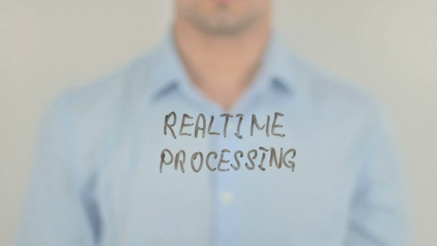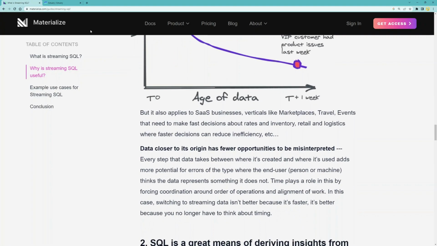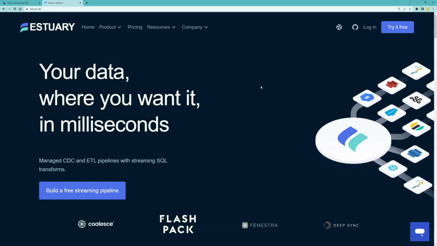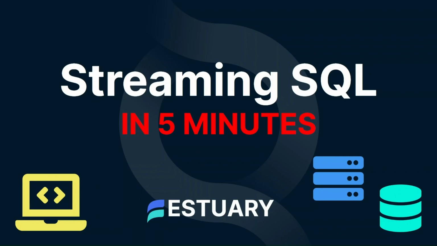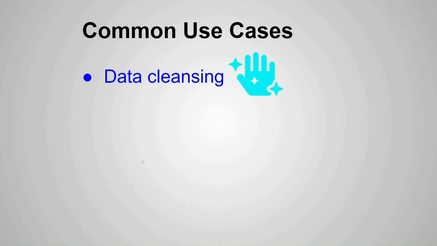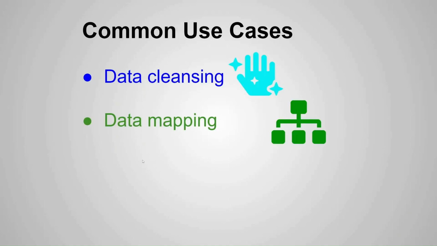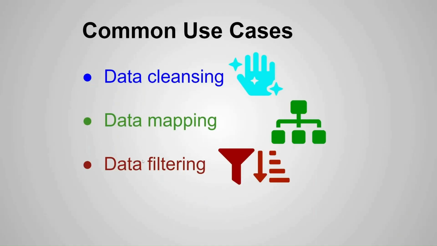There are a few streaming SQL solutions in the market. Today, I'm going to show you how to use one of them to apply streaming SQL to a simple dataset. The solution we'll be using today is Estuary Flow. I'm going to show you how to transform streaming data with SQL using Flow. There are a lot of use cases for that, including data cleansing, data mapping, data filtering, and data aggregation.